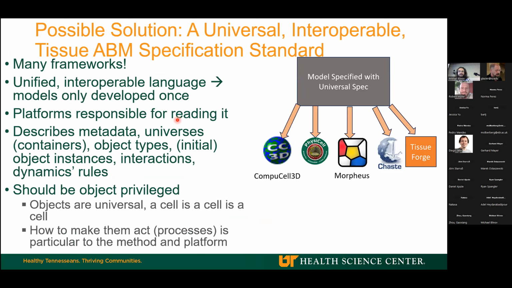One way, which I've been advocating, is to have a universal model spec for ABMs. Then each platform would be responsible for reading and interpreting, which is a big dark forest with many unknowns, and it's a hard problem. There are a few things that I believe about this universal spec, like that we should prioritize defining objects like cells, because a cell is going to be a cell everywhere, instead of how to make the cell move.